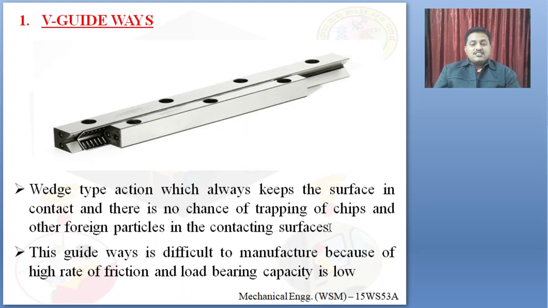These guideways are difficult to manufacture. Why are these guideways not used the most? There is a problem in these guideways. They are difficult to manufacture, friction is high and load bearing capacity is low. They cannot withstand maximum load, because the carriage has to withstand a very high load due to cutting speed and feed. Due to the low load bearing capacity and high friction, it is very difficult for us to use them in CNC machines.